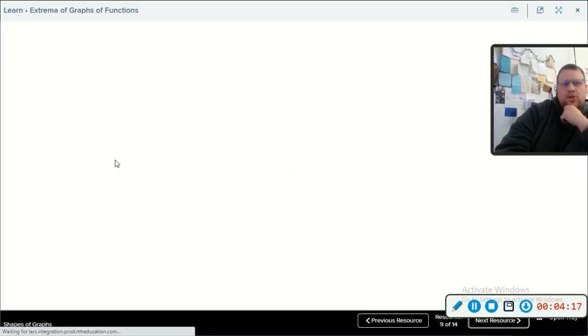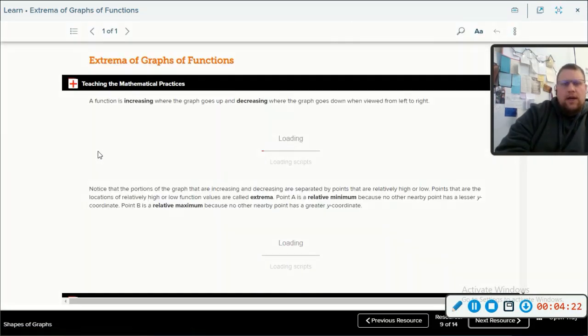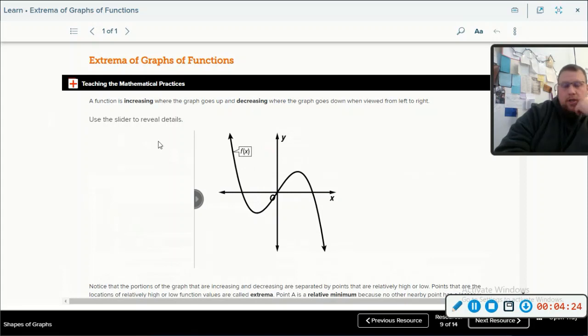Let's talk about the extrema of graphs. Remember, the extrema is just a collection of relatively high and low points. We just looked at a few there. We had 2 relative high points, and we had 1 relative low point there. So a function is increasing where the graph goes up and decreasing where the graph goes down when viewed from left to right. So we view it from left to right, correct?